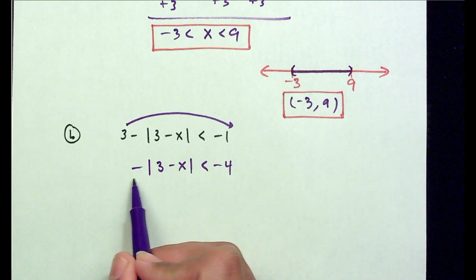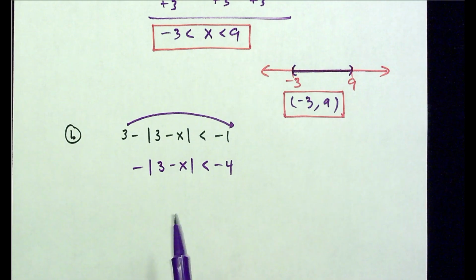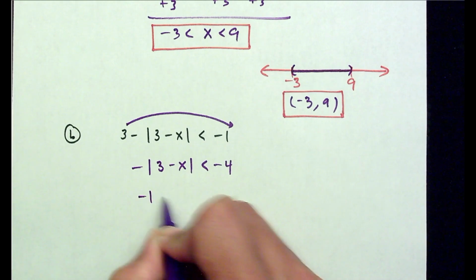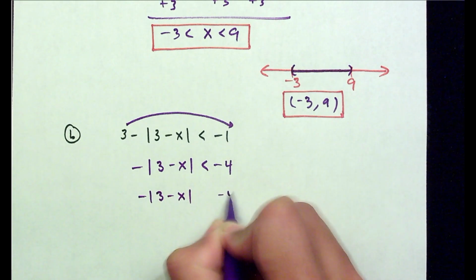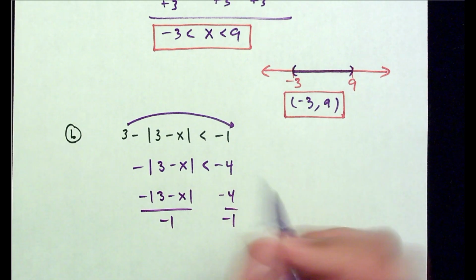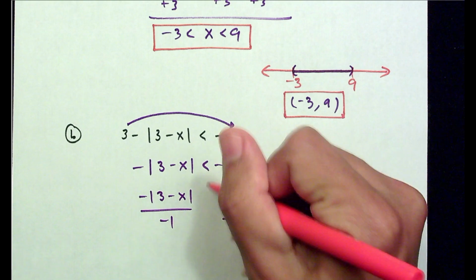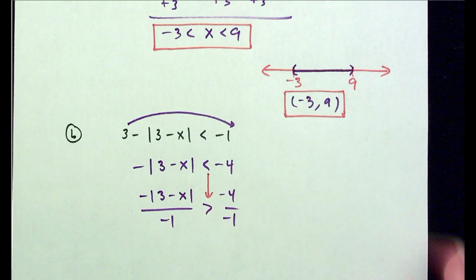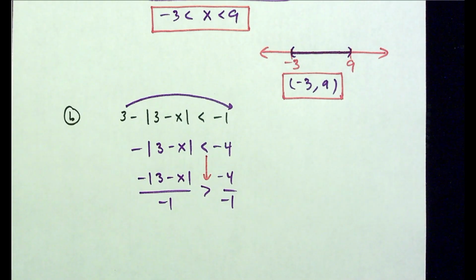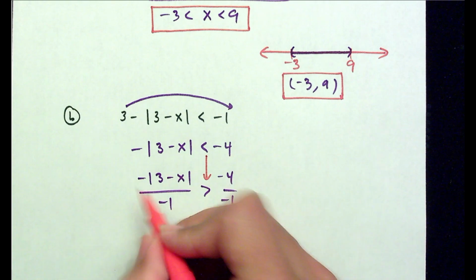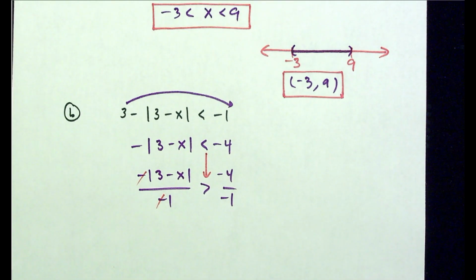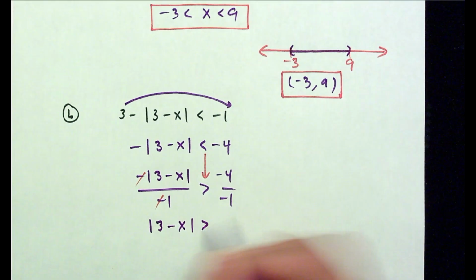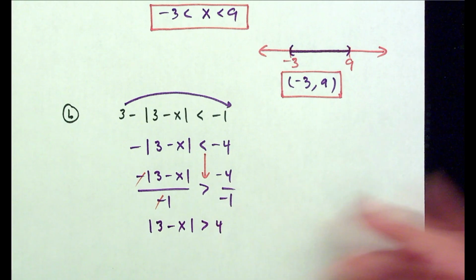Lastly, to get rid of this negative 1, we would need to divide both sides by negative 1. However, when you divide by a negative number, the inequality sign flips. You cannot forget that, because we divided by a negative number. Now this goes away, and you end up with absolute value of 3 minus x is bigger than, this is positive 4.